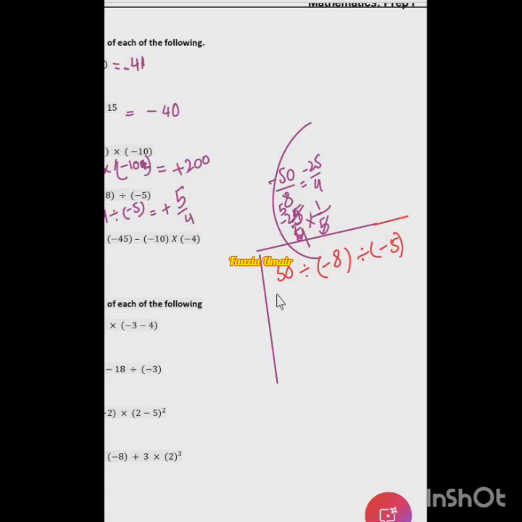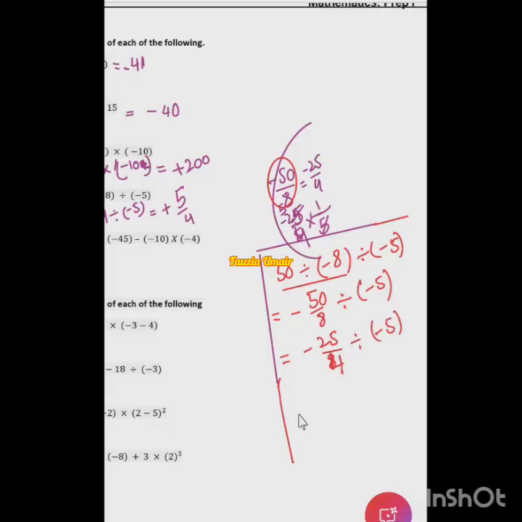So now first of all we solve this part because we need to go from left to right. So 50 divided by minus 8. I told you the minus sign will come because it's unlike, and we can write it as 50 by 8 divided by minus 5. Now simplify it, so you get -25 by 4, divided by minus 5.